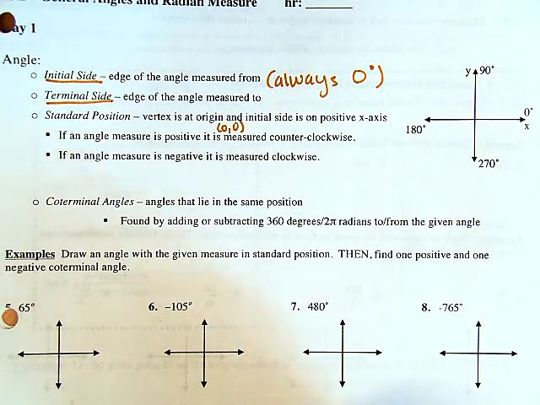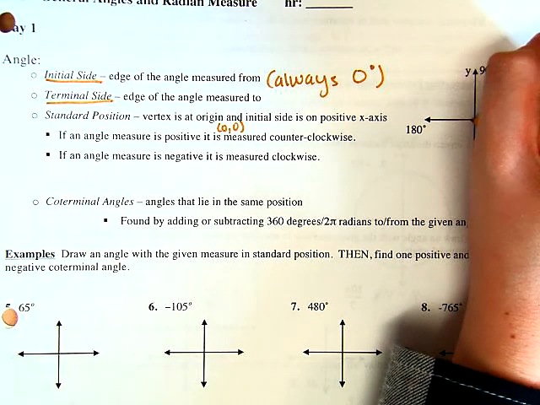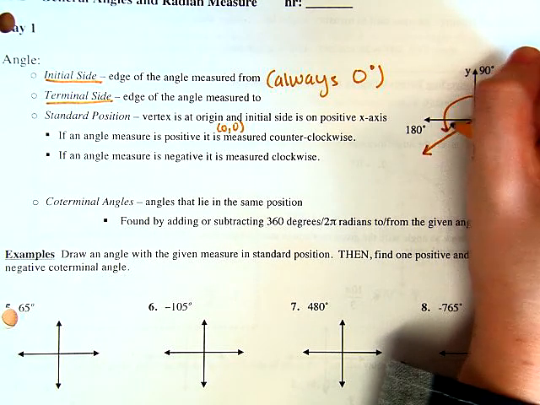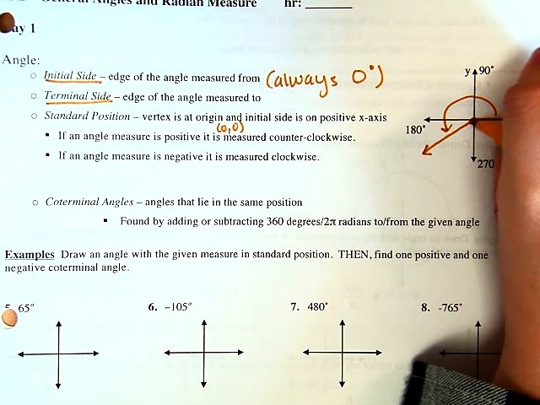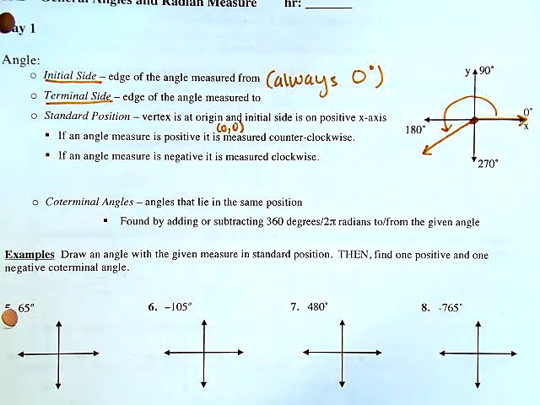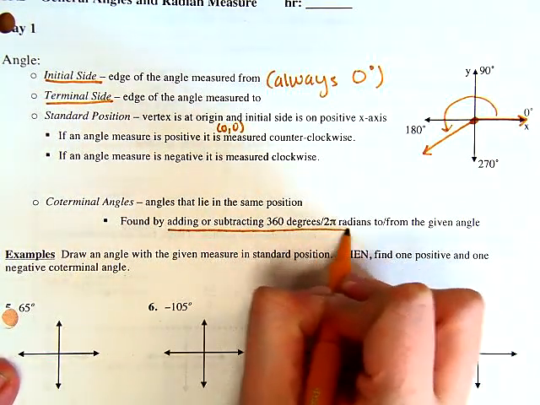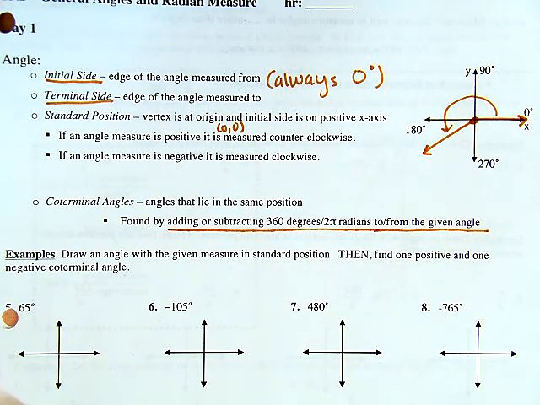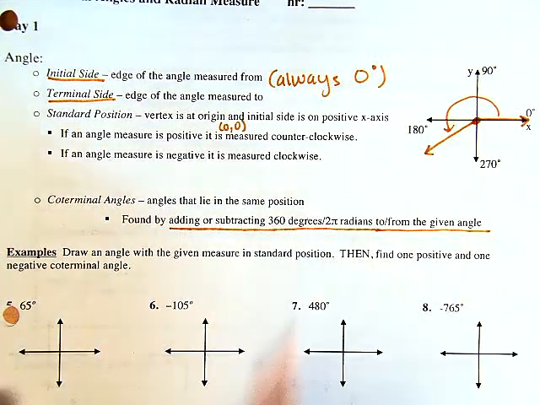Here we go. So, for example, this would be my initial side. Maybe this is my terminal side, and this direction is the way my angle is going. See, it's got the vertex at 0, 0, so it's in standard position. Coterminal angles are angles that lie in the same position. Super easy, found by adding or subtracting 360 or 2 pi radians to or from the given angle. So basically all you're doing is adding 360 or subtracting 360, and then we'll get into pi a little bit later.